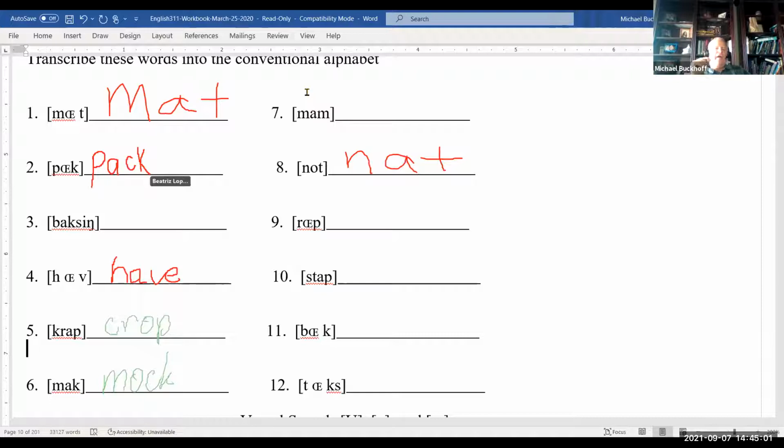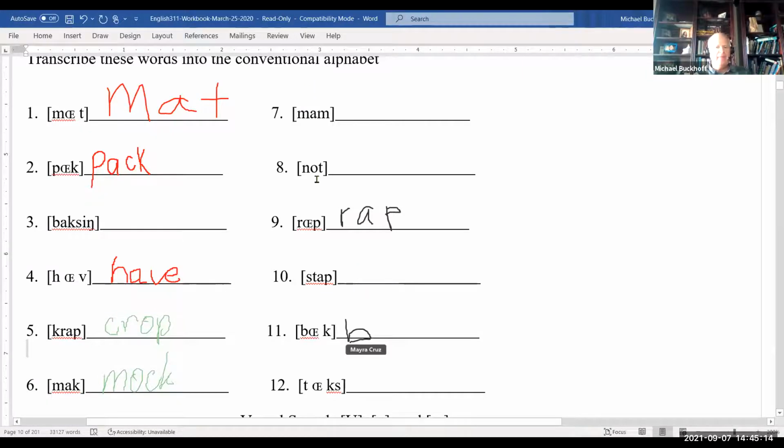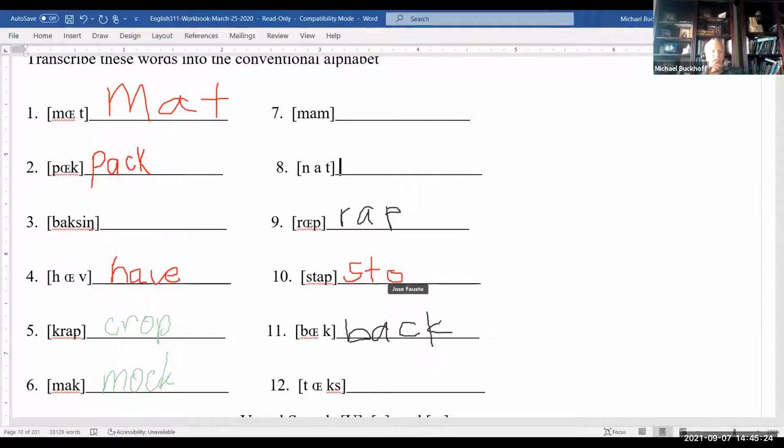Now look at number 8. Oh, I guess that's it. No, that's right. It's a ah, not. No, it's written as a note. I guess that's the wrong sound in there. What if I said this? What would it be? How about that? Okay, we got it.